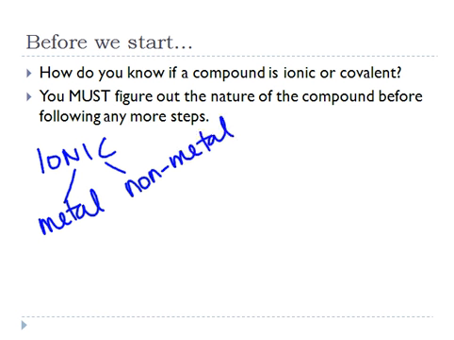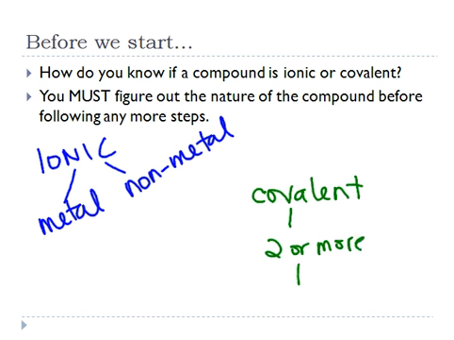And then a covalent or a molecular compound never has any metals in it. Instead, you have 2 or more non-metals. If you cannot keep that straight, you're going to have a lot of difficulty with naming. So make sure you know the difference between a covalent compound and an ionic compound.